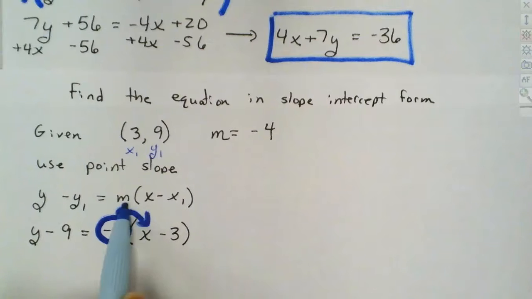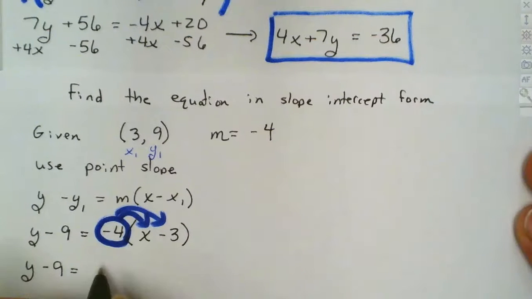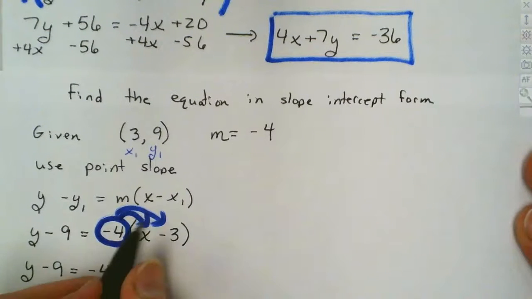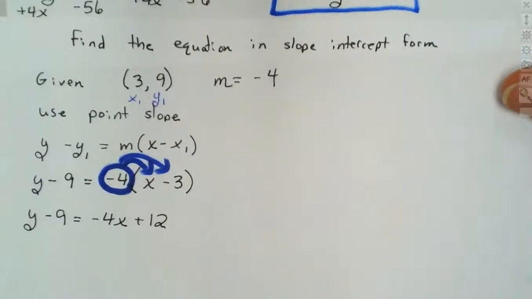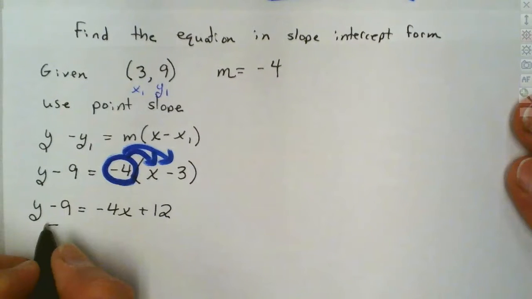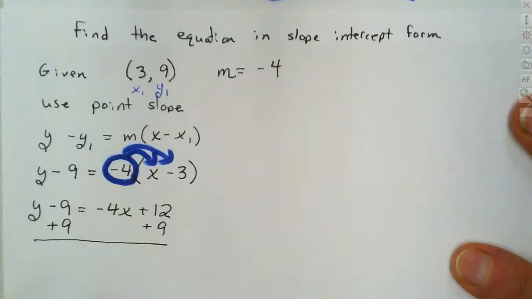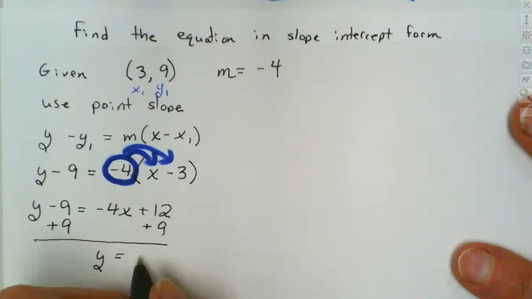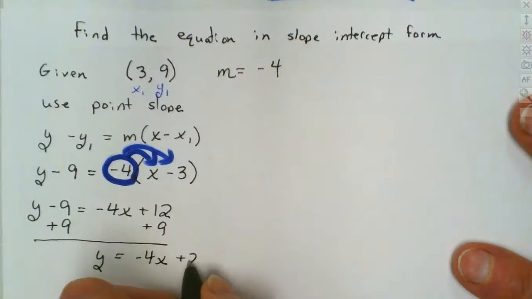And we're distributing this negative 4 through. So that's y minus 9 equals a minus 4x. Negative and negative makes it a positive 12. Now, what do we want this in? We want this in slope-intercept form. So all we have to do to get it in slope-intercept form is add that 9 across. And now we've got it because y now equals a minus 4x. And 12 and 9 makes it a 21.